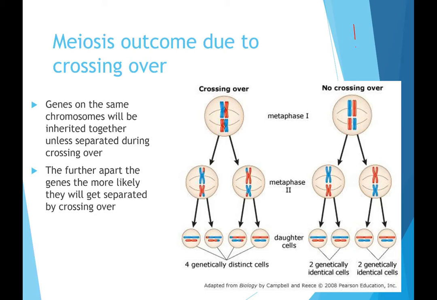So if we don't have crossing over occur, everything looks really nice, but unfortunately, it's not what actually usually happens. But we pretty much have two genetically identical cells on one side and two genetically identical cells on the other side. But what usually actually happens is crossing over, where, because of that crossing over event, we get a swapping of bits of chromosomes and often a splitting of genes that are linked. Because remember that on a chromosome, you might have a few hundred, few thousand genes, depending on the size of the chromosome. And so a lot of those genes are going to swap over due to that crossing over event. Okay, so genes on the same chromosomes will be inherited together unless separated during that crossing over. And like we just looked at, the further apart the genes, the more likely they will get separated by the crossing over event.